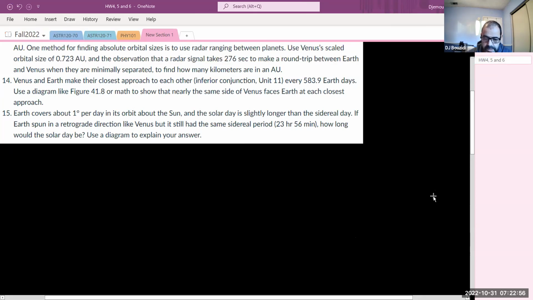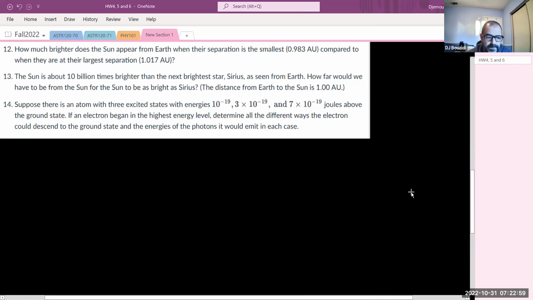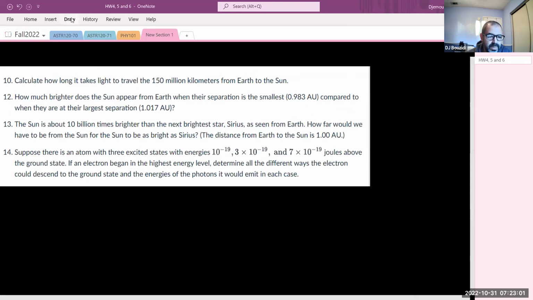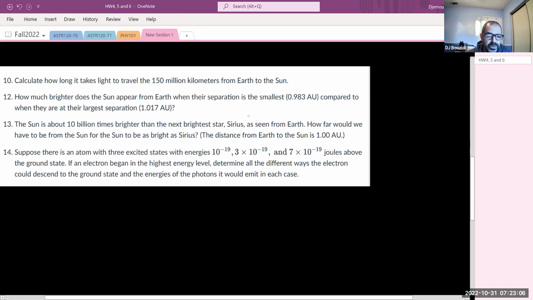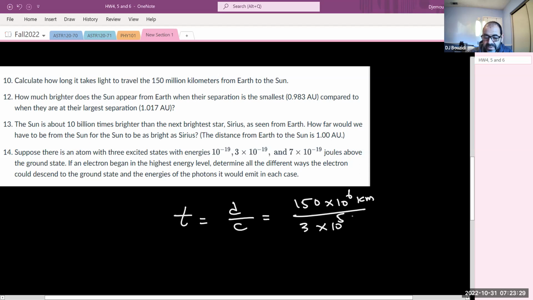Let me go into homework set number 5. Homework set number 5, the first one says, calculate how long it takes light to travel 150 million kilometers, which is an astronomical unit. Remember, the time is the distance over speed, and the distance in this case is 150 million kilometers, and the light travels at 300,000 kilometers per second. So this is the distance, 150 million. This is kilometers per second.